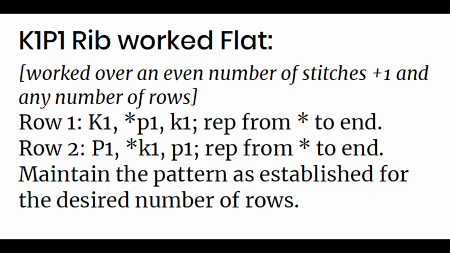So our first row sets up the pattern. Knit 1, purl 1, knit 1, purl 1 across the row, beginning and ending with a knit to balance the pattern. And then once you've established the pattern, sometimes you'll see these words, maintain the pattern as established, or it could say knit the knits and purl the purls. All that means is once you've worked that first row, you're just going to knit the knits and purl the purls. You're going to knit them as they present.